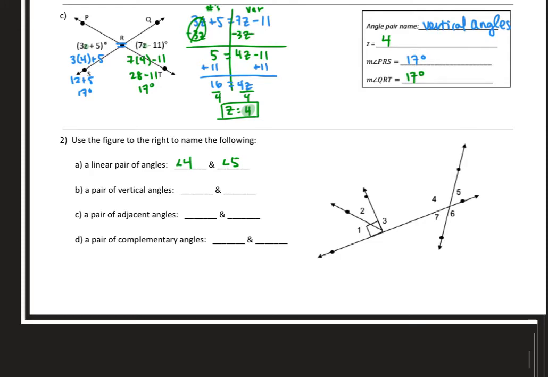Now, vertical angles are formed by intersecting lines, and they have to be opposite angles. So for instance, angle 5 and angle 7 are considered vertical angles. So angle 5 and angle 7.